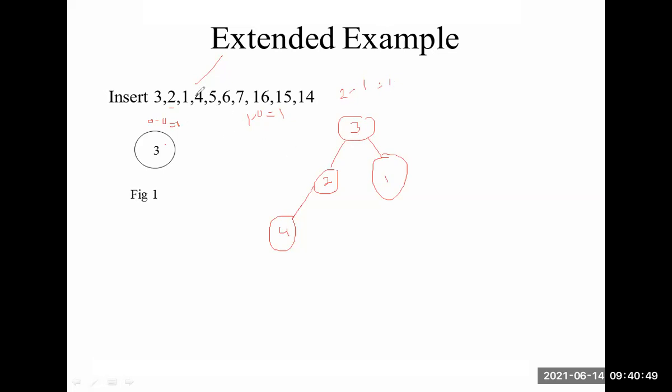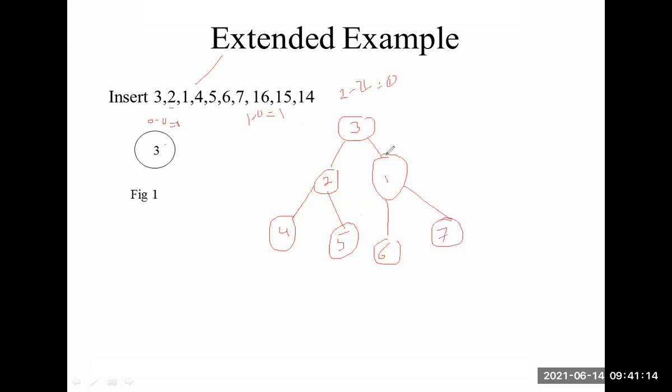Then you can insert 5 here. Okay, insert 5 here, no problem. Then check 2 minus 1. Okay, it's okay. Then check the next, insert the 6 here. So how many? 2 minus 2, 0. Okay, this is also AVL. And you can insert now 7. So it is also an AVL tree.